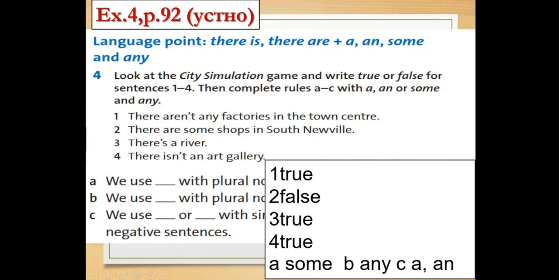Number 1, true. Number 2, false. Number 3, true. Number 4, true. We use some with plural nouns. We use any with plural nouns. We use an with singular nouns.